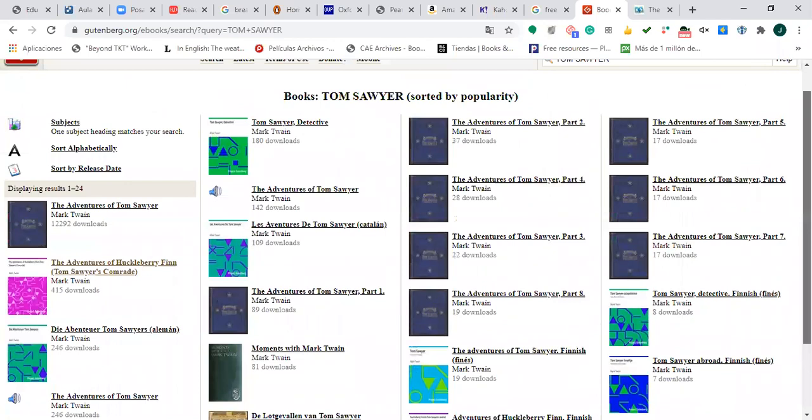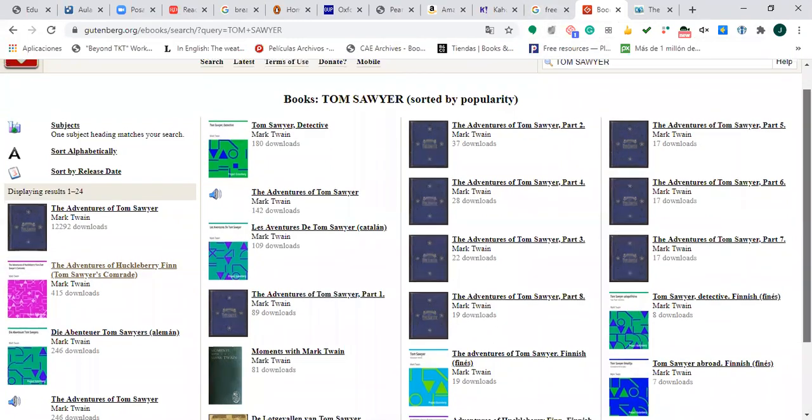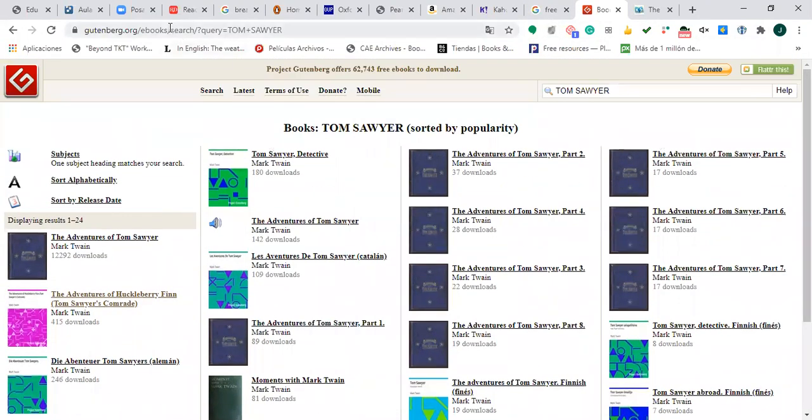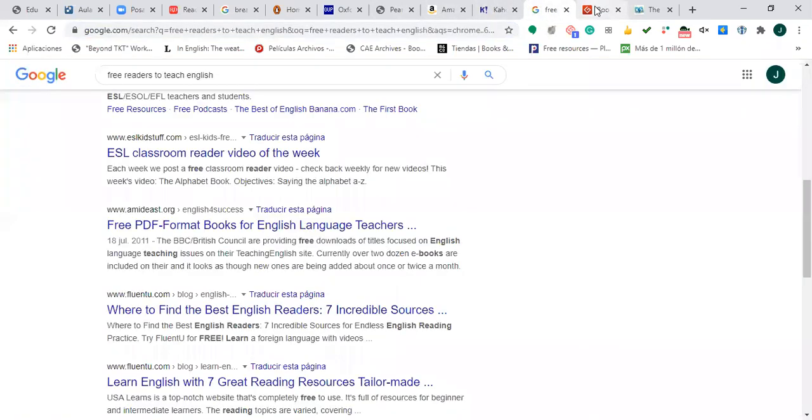Remember, it's free. You don't pay anything, all right? So you can choose whatever you want, all right? This is the Project Gutenberg. You can use it to download books, free ebooks, all right? Then, let me show you, this is the Project Gutenberg, remember? I'm going to write it on the chat.